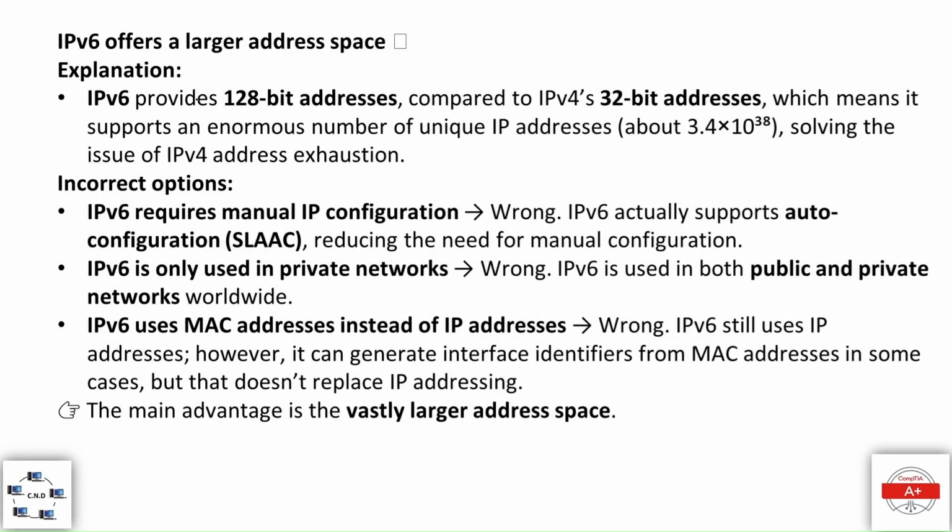And the explanation is, so IPv6 provides 128-bit addresses compared to IPv4's 32-bit addresses, which means it supports an enormous number of unique IP addresses, about 3.4 times 10 raised to the power 38, solving the issue of IPv4 address exhaustion. Incorrect option. So IPv6 requires manual configuration. It is wrong.